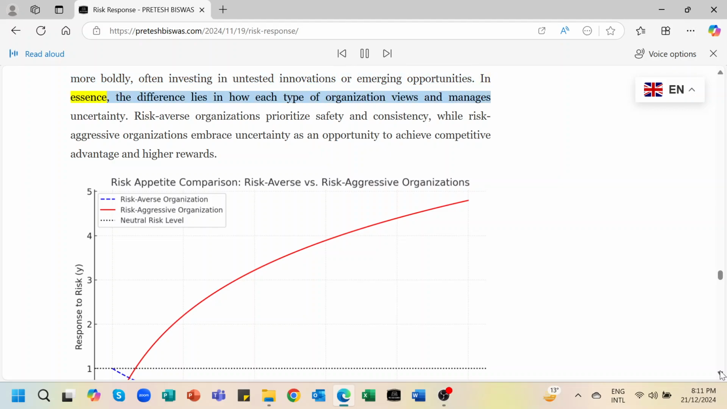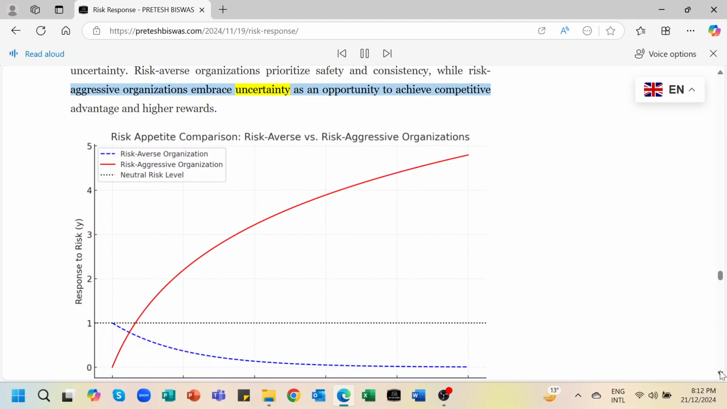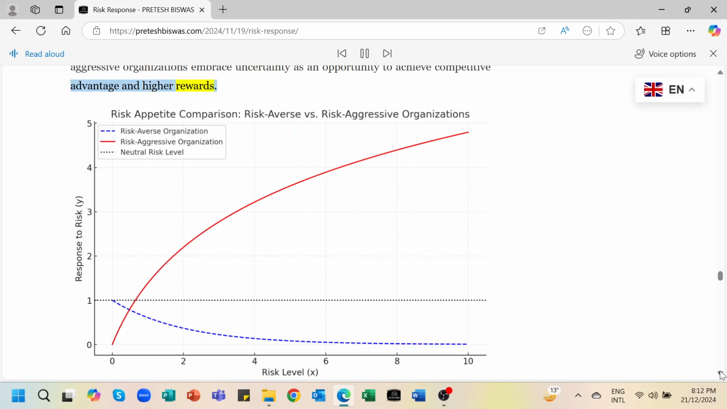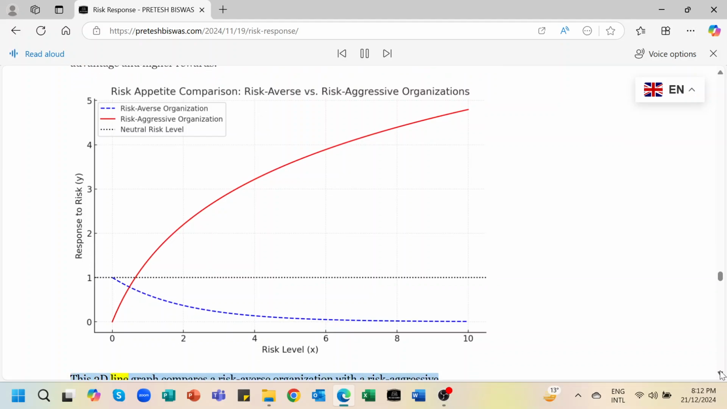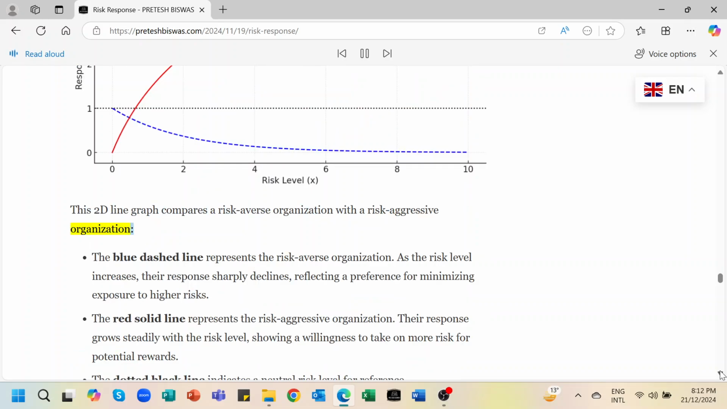In essence, the difference lies in how each type of organization views and manages uncertainty. Risk-averse organizations prioritize safety and consistency, while risk-aggressive organizations embrace uncertainty as an opportunity to achieve competitive advantage and higher rewards. This 2D line graph compares a risk-averse organization with a risk-aggressive organization.